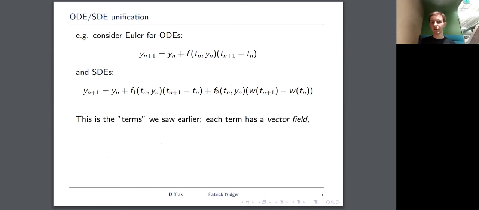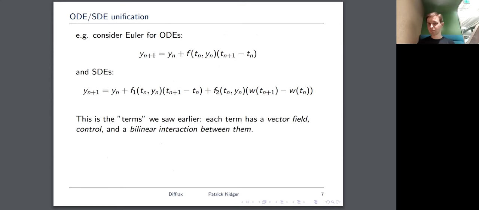Each term, these are the terms we saw earlier: ODE term, control term. They have a vector field. That's f or f1 or f2, right? This is the evaluation of a vector field at a point. We have a control. That's the thing on the right. More precisely, you might say it's like a delta control. It's a difference in your control across some interval. And then we have a bilinear interaction between them. In the case of the ODE up at the top, that bilinear interaction is f.